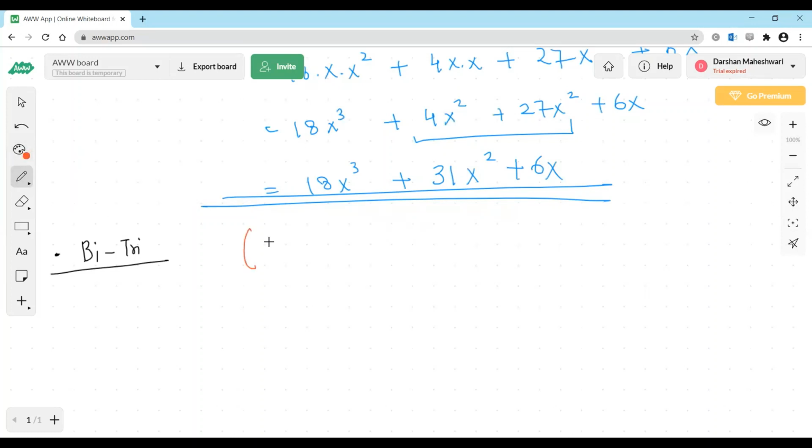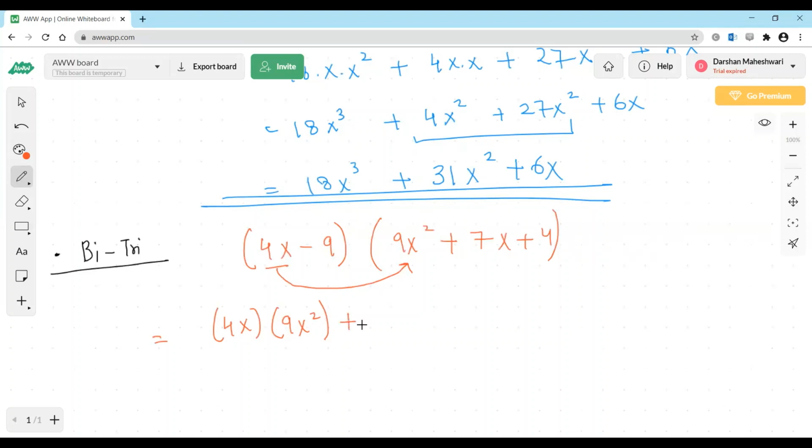So we have, let's suppose, binomial as 4x minus 9 and another trinomial as 9x² + 7x + 4. So in the first case, we take 4x. 4x is multiplied with 9x². So here we have 4x times 9x². Then we write plus sign. Then we have 4x times 7x, plus then the another way will be 4x times 4. So this will be the another multiplication.